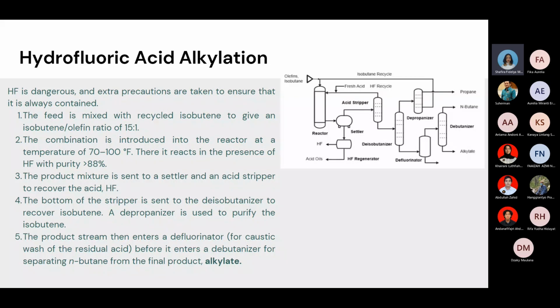And then lastly, the product stream enters the defluorination before it enters the butanizer for separating n-butane from the final product, alkylate.